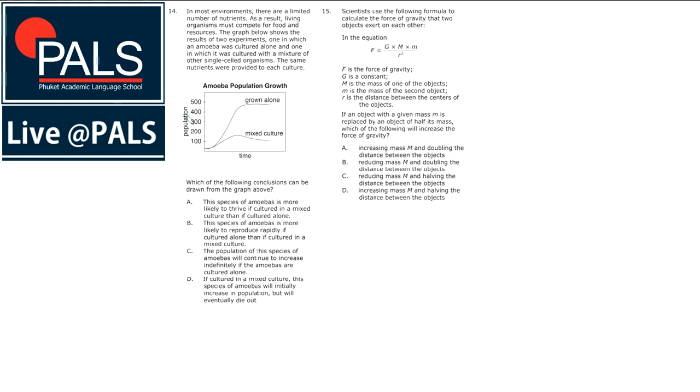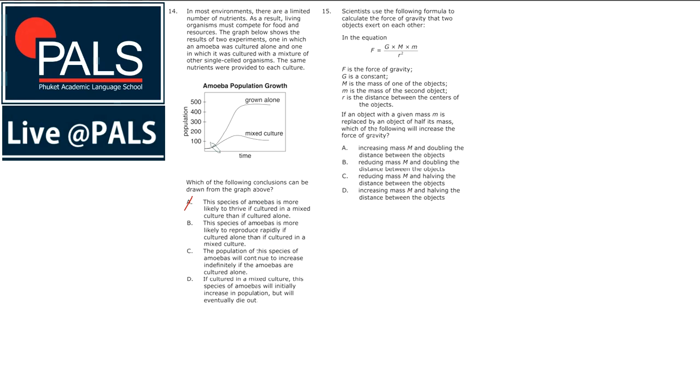And we can see that the population size is very different in both situations. Which of the following conclusions can be drawn from the graph? The species of amoebas is more likely to thrive if cultured in a mixed culture. Thrive means live well, blossom, and grow a lot. So we can see that's not true, as in a mixed culture it levels off very quickly, only to a few hundred organisms, whereas when grown alone the population size increases a lot, up to almost 500 organisms. So A is wrong.